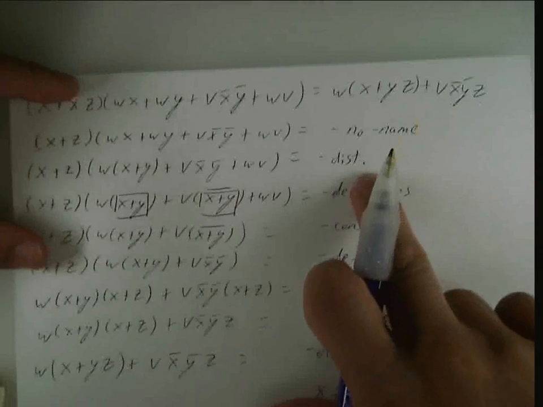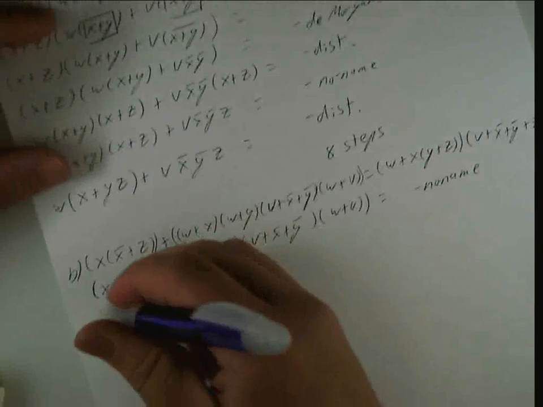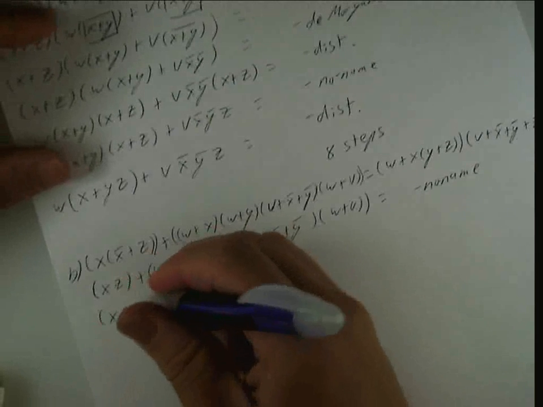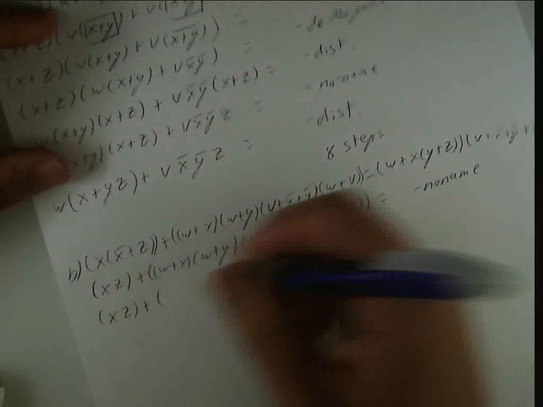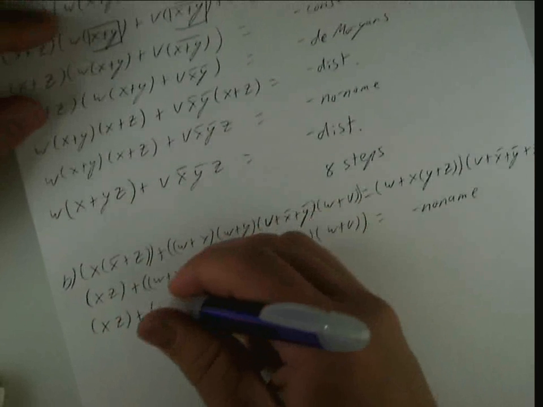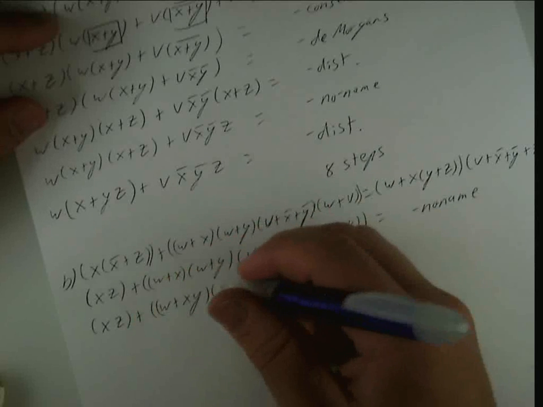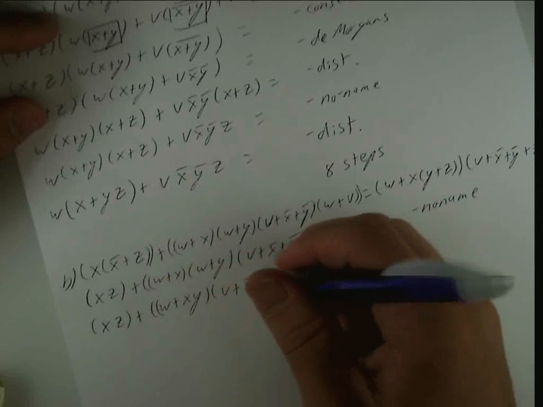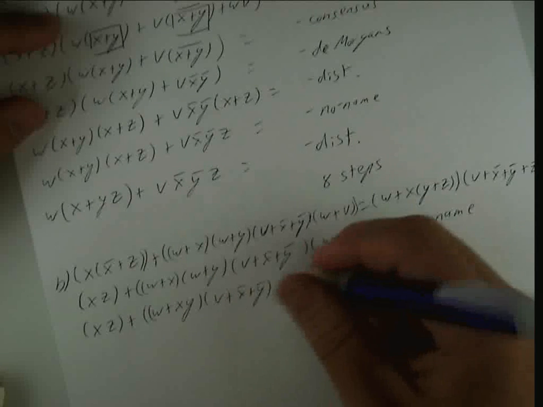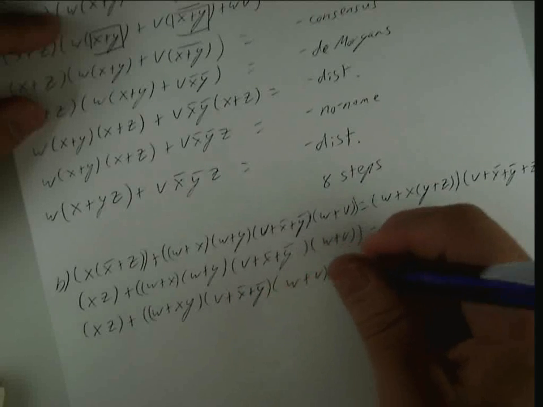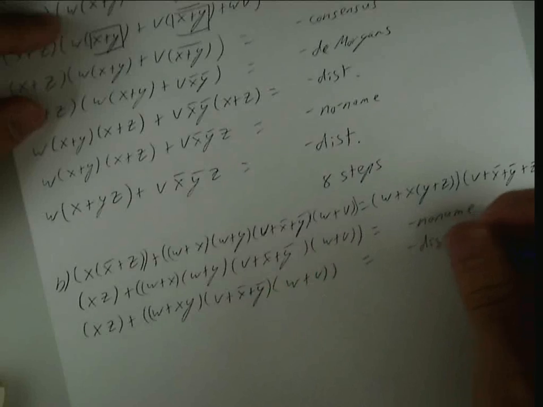And then I'm going to simplify the next one with distribution. So I had xz, or so I would have w or xy, and with v or x bar or y bar, w or v. So that's distribution.